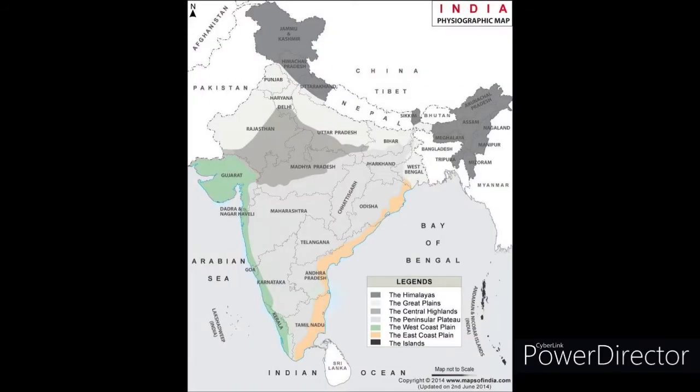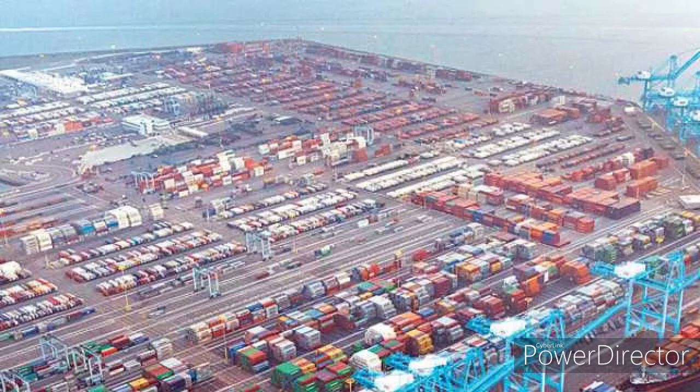The total length of the coastline is 6,100 kilometers. Such a long coastline is very useful for our country. Fishing is an important occupation of the people living on the coast. Many seaports have developed along the coast.